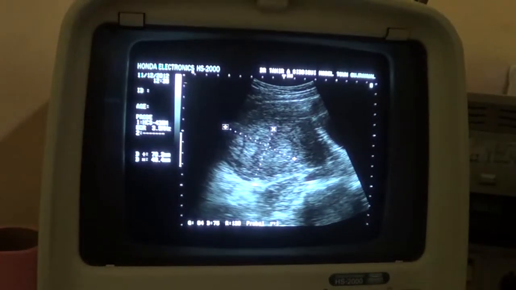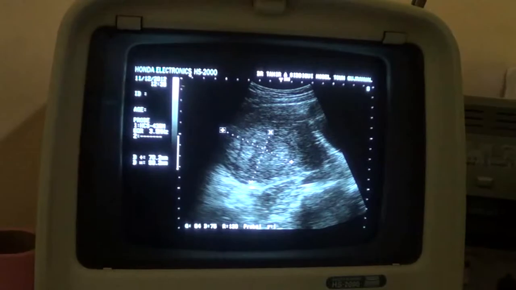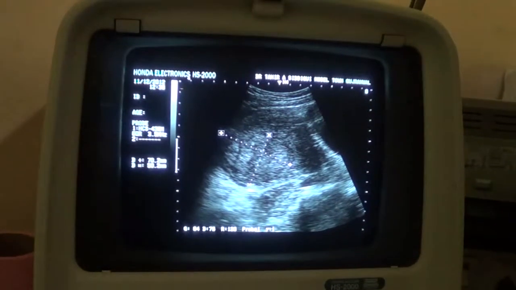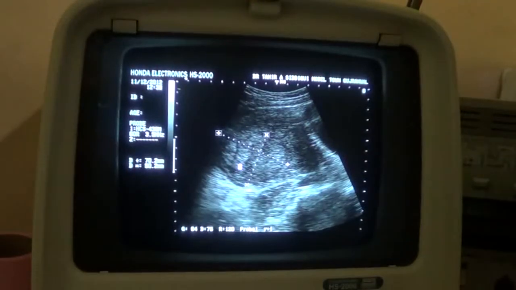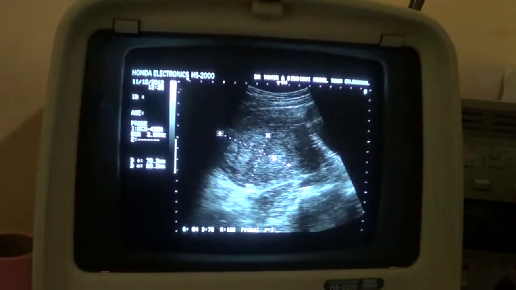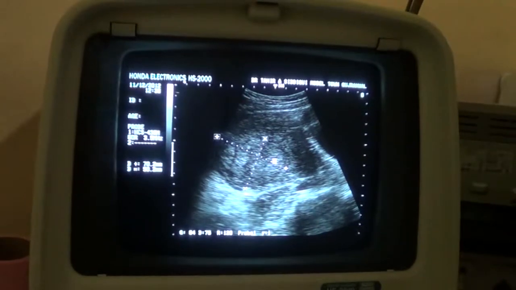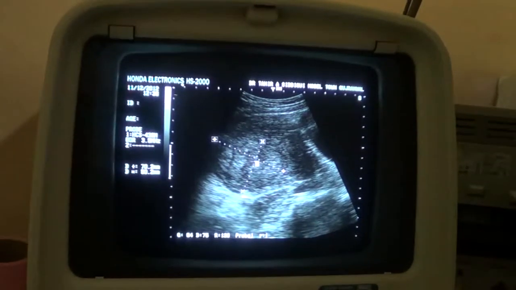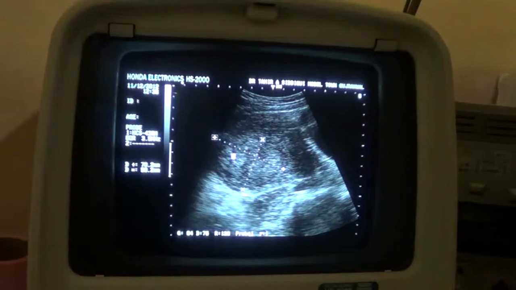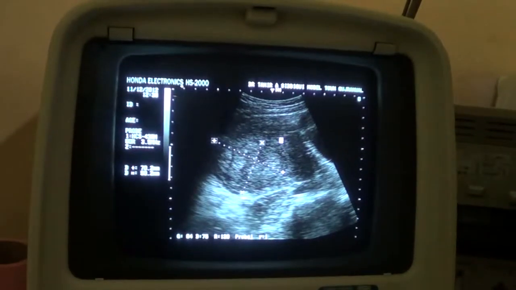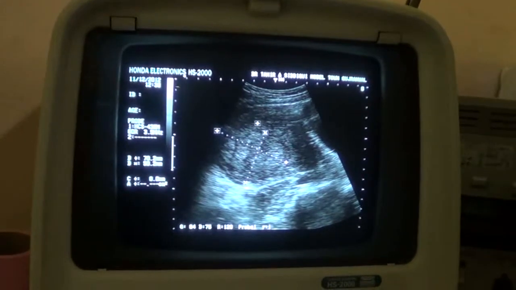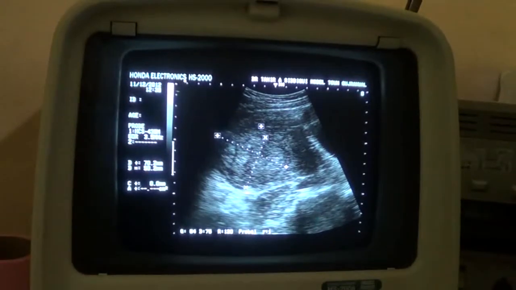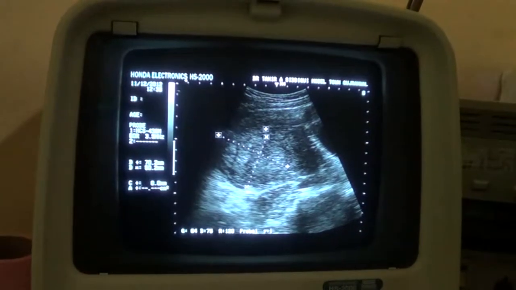that measures approximately 7 into 5 centimeters, is in the posterior wall of the uterus, has inhomogeneous appearance with multiple solid echogenic areas separated by hypoechoic lines, and you see that this is the endometrial canal. This is the endometrial canal, and it is in the early proliferative phase.